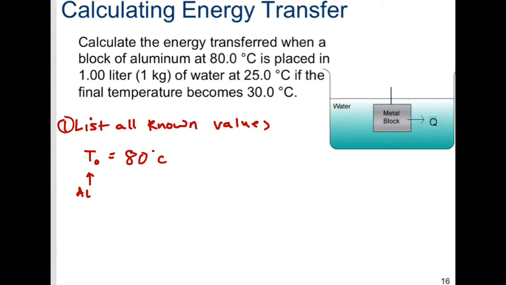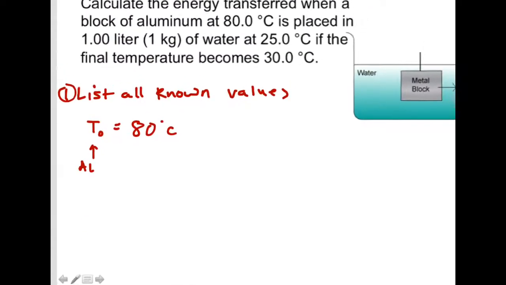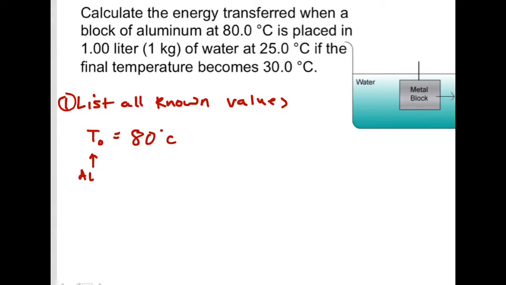Is placed in 1 liter, 1 kilogram of water. I'm just going to write it down, and we'll see if we need it later. The mass of the water is 1 kilogram. I'll see what it is in my equations later. What else do I know? The starting temperature of the water is 25 degrees Celsius, and the final temperature becomes 30 degrees Celsius.